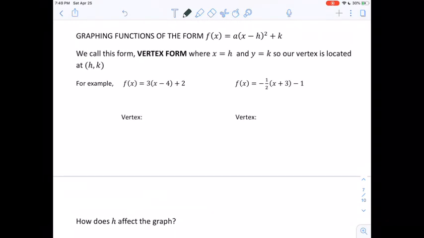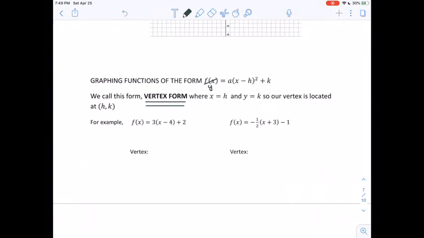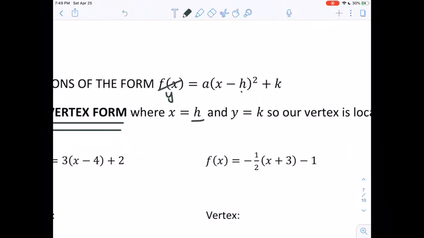Okay, and then lastly, graphing functions of the form a times the quantity of x minus h squared plus k. Okay, this is very important. This is called vertex form. Now, when your graph is in this form, remember f of x is also y, it's actually quite simple because it's giving you your vertex right away. That's why it's called vertex form, because h right here is giving you the x value of your vertex, your x coordinate, and k is giving you your y coordinate of your vertex.